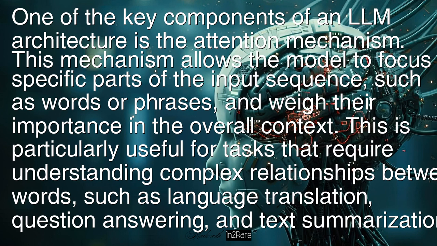One of the key components of an LLM architecture is the attention mechanism. This mechanism allows the model to focus on specific parts of the input sequence, such as words or phrases, and weigh their importance in the overall context. This is particularly useful for tasks that require understanding complex relationships between words, such as language translation, question answering, and text summarization.